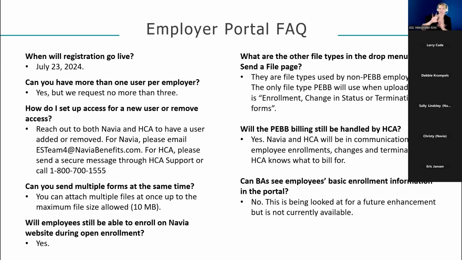What are the other file types from that drop menu on the send a file page, which I just showed you guys? Those are other options used by non-PEB employers. They're just not really relevant to the PEB plan at this time. So make sure you're only using the enrollment change in status or termination forms option from the drop menu. If you pick a different type, it's not like the form will get totally lost. It's not the end of the world, but it will help things flow a little smoother. It will definitely make sure the form gets processed faster if you select the correct file type.